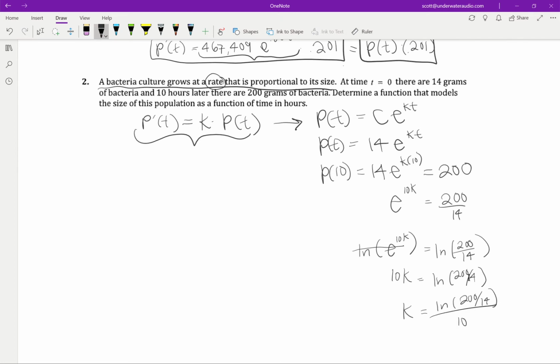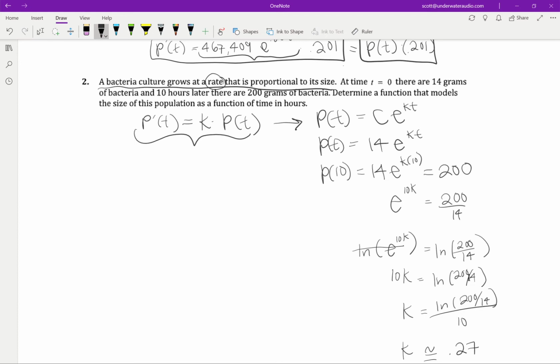This is something I have to put into a calculator, which I'll do right now. Okay, natural log of 200 divided by 14 and then divided by 10. And I should check to see if there's a rule about rounding, because I'm going to have to round. Determine a function that models the size of this population. No, so it doesn't say when to round, so I'm just going to round to 2 decimals, which would be 0.27. So that's what k is approximately.